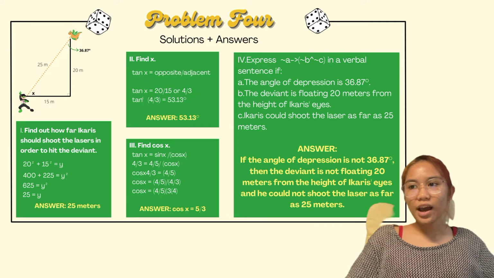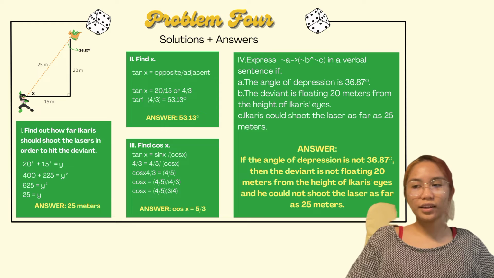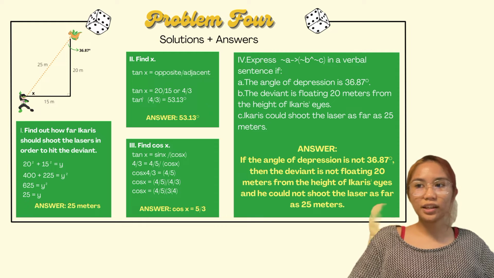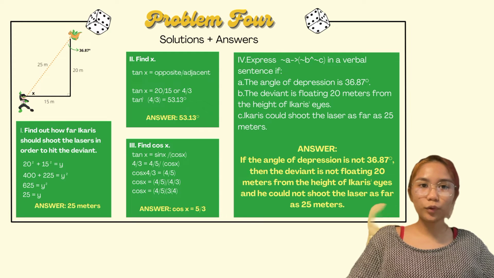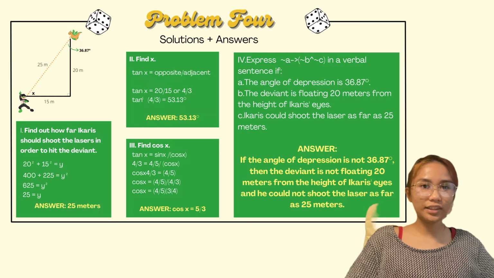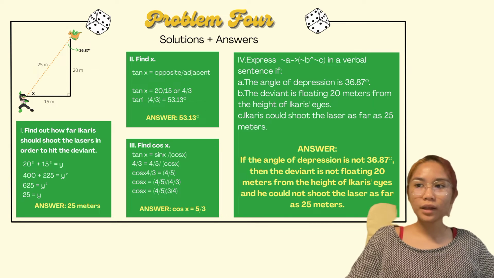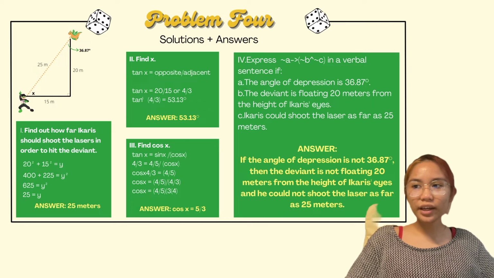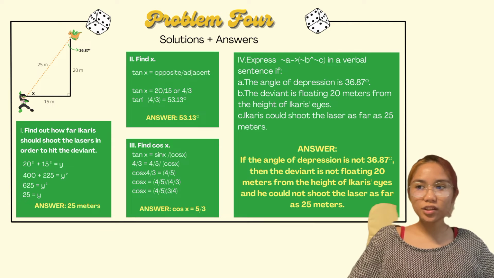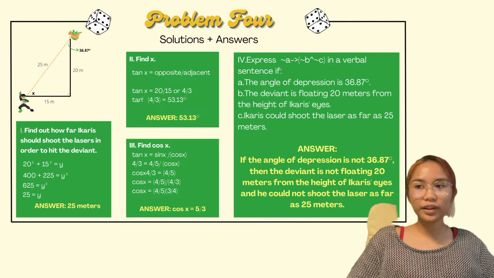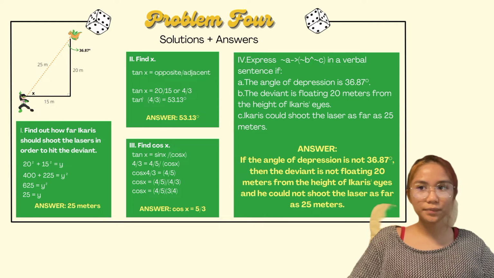And lastly, express if not A, then not B and not C in a verbal sentence, if A, the angle of depression is 36.87 degrees, letter B, the deviant is floating 20 meters from the height of Icarus' eyes, and letter C, Icarus could shoot the laser as far as 25 meters. Our answer for this is, if the angle of depression is not 36.87 degrees, then the deviant is not floating 20 meters from the height of Icarus' eyes, and he could not shoot the laser as far as 25 meters.